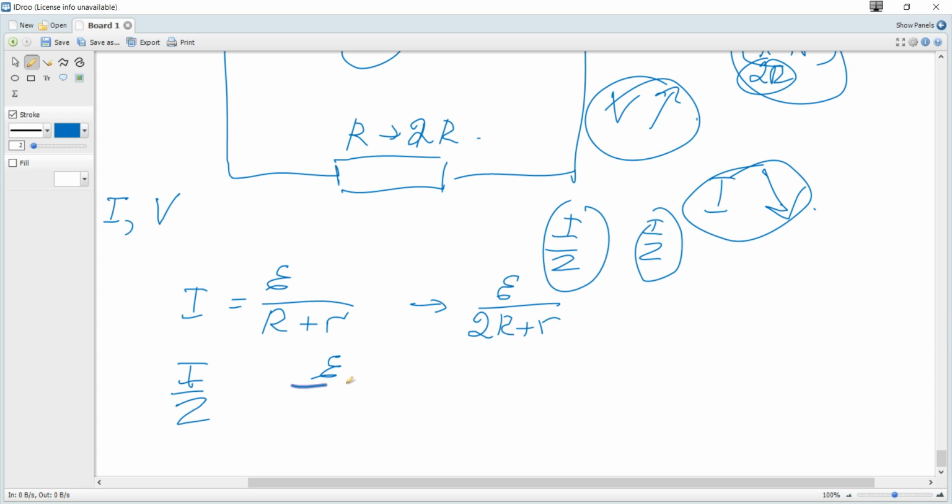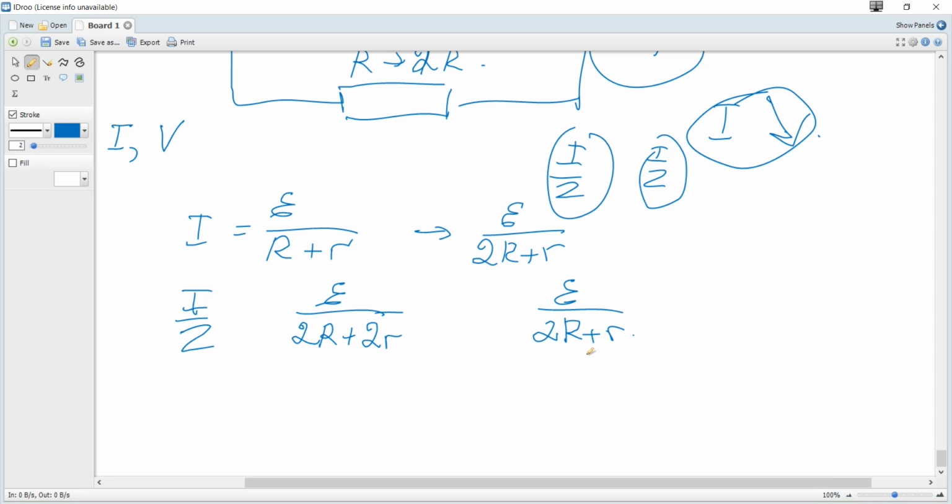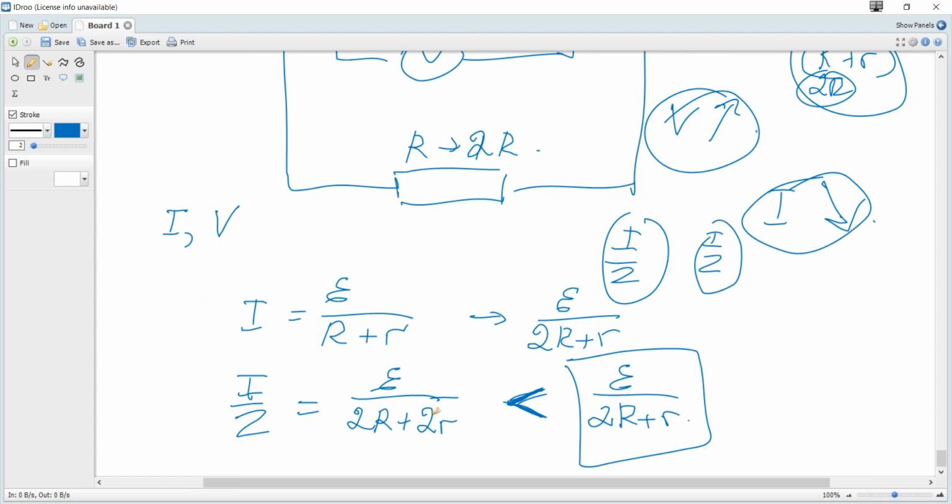I over 2 becomes EMF over 2R plus 2 little r. And the new current becomes this. And you can see that for the new current the denominator is less, so it's greater. Yeah, so it's greater than I over 2. That's for the current, and V is greater, so it's A.